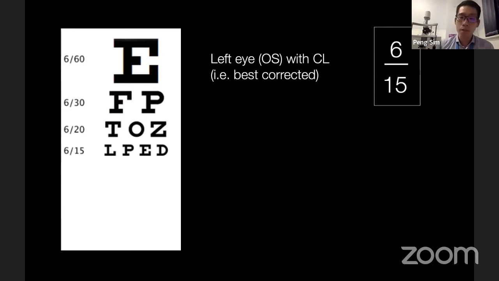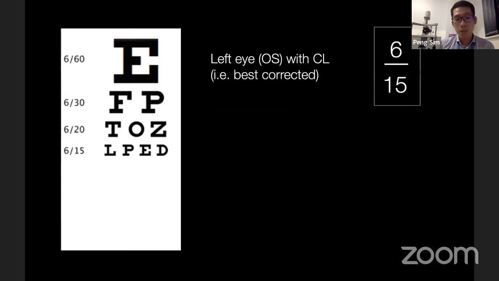And the other thing to bear in mind is that when you test someone's vision, it should always be optimized. So if the patient wears glasses or contact lenses, you must always ensure that the patient is optimized, because we want to know what the best visual potential is for the patient. So always check with the patient whether they wear any corrective glasses or contact lenses.